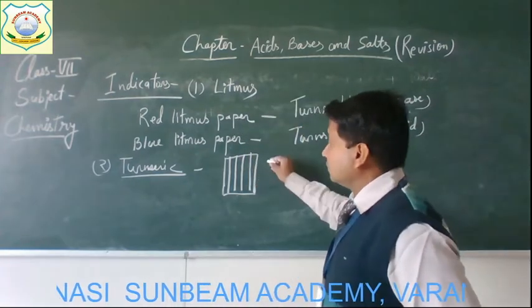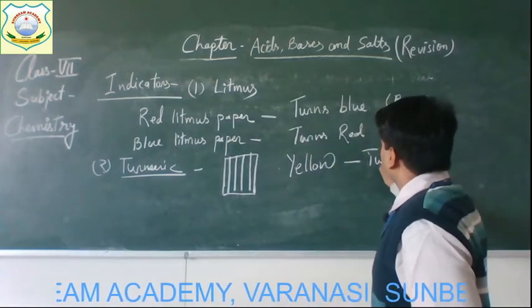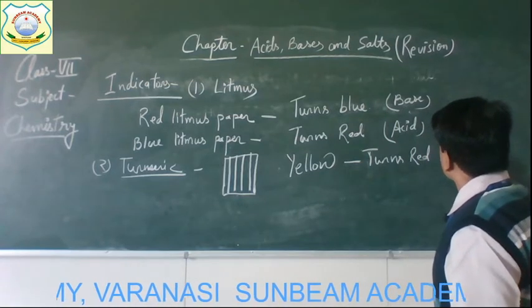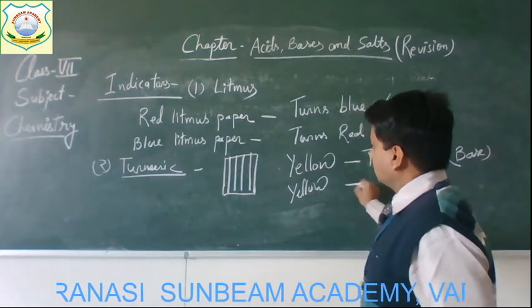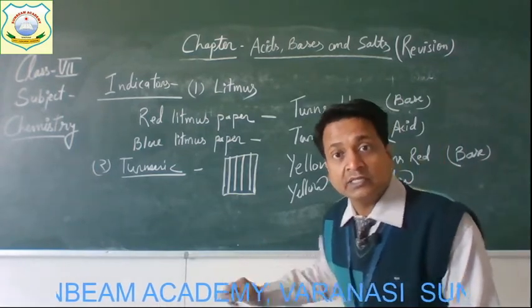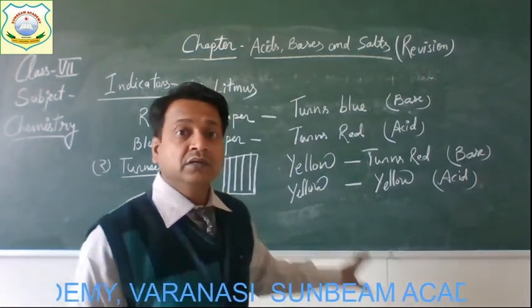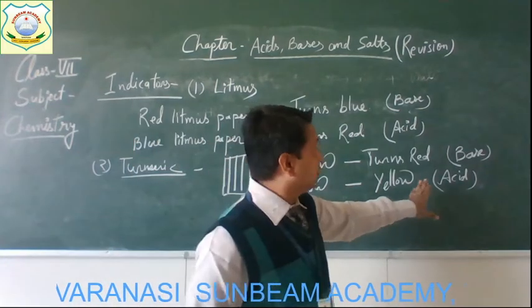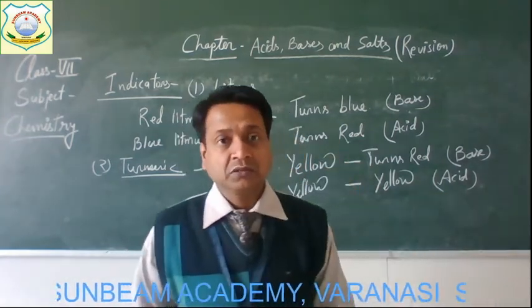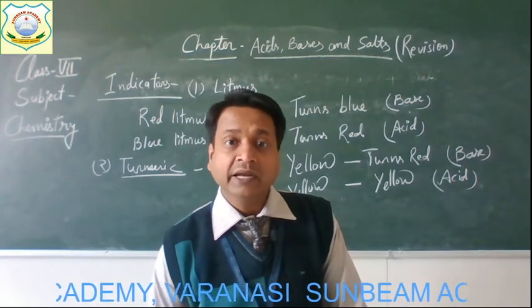Alright? So if the yellow color of the turmeric indicator changes to red, this indicates the substance is a base. And if the yellow color of the turmeric indicator remains yellow, this indicates the given substance is an acid, or it may be a neutral substance. Because a turmeric indicator will not change its color in acid or in neutral solution. It can change to red only in basic solution. Okay, alright. So this is another natural indicator.